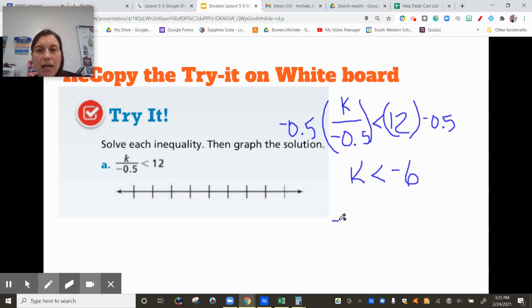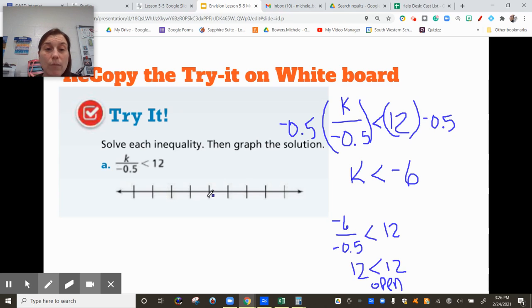And I would check it. I would put negative 6 in my inequality and see if that works. So I just wrote the exact thing it was from before, except with negative 6. Negative 6 divided by negative 0.5. Well, a negative divided by a negative is a positive. And 6 divided by 0.5 is 12. 12 is less than 12. Well, 12 is not less than 12, so I should have an open circle here, but I should have the correct target number. So I'm going to put negative 6 right here in the center and give it an open circle. An open circle at negative 6.